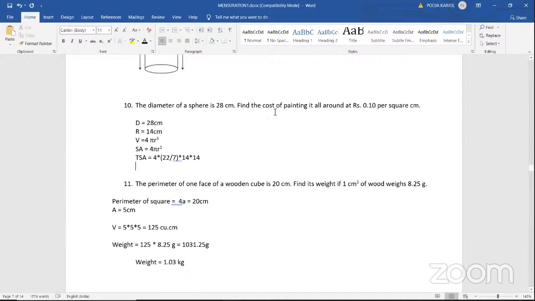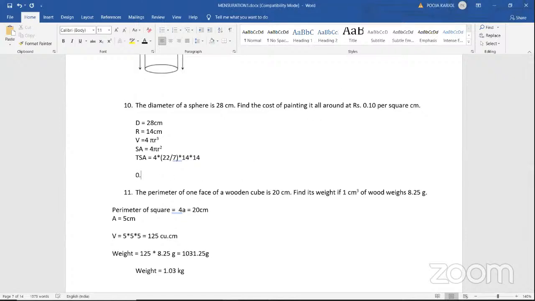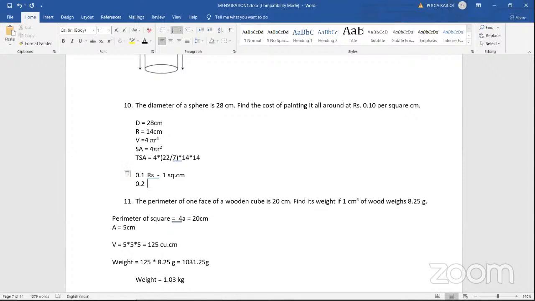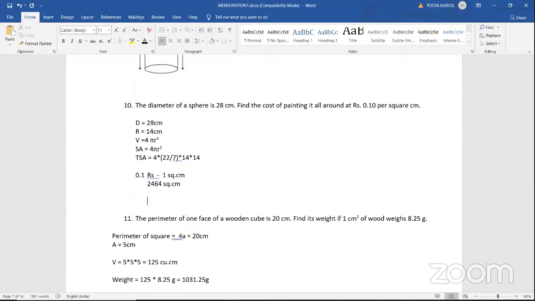Okay, so they are asking, find the cost of painting it all around at rupees 0.1 per square centimeter. Okay. So if it is 0.1 rupees for 1 square centimeter, then for 2,464 square centimeter, it will be 246.4 rupees.